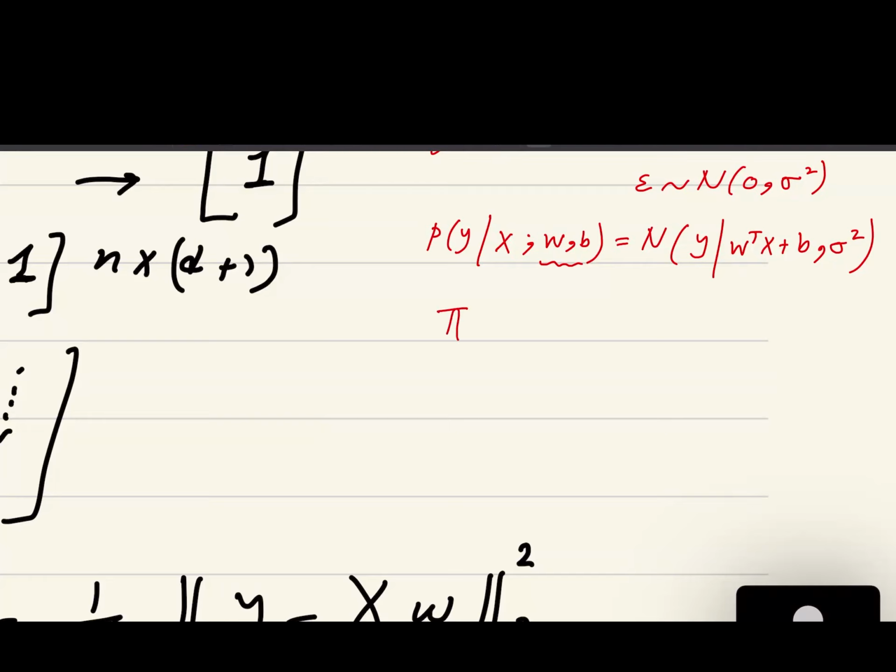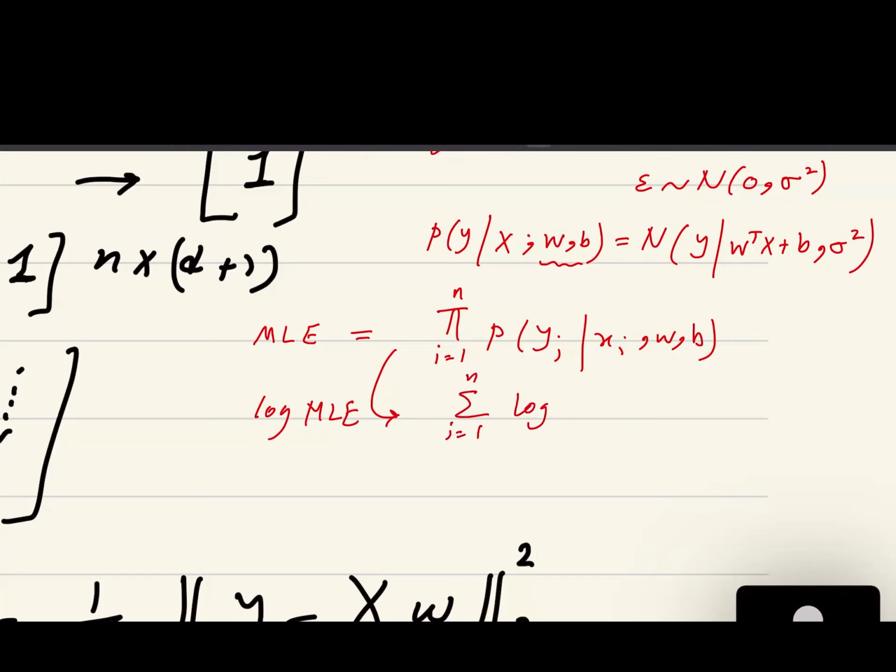We want every sample to be likely. So for all samples, we have this likelihood, and we want to maximize this. We know from before that it's the same as maximizing the log of these probabilities. If I call this the MLE of data given W and B, we can also work with the log of MLE, which is the log of this product, which becomes the sum of all of these log probabilities. Right?